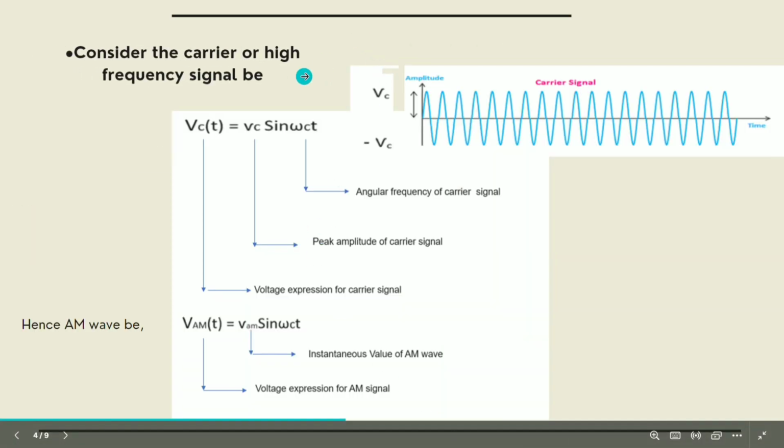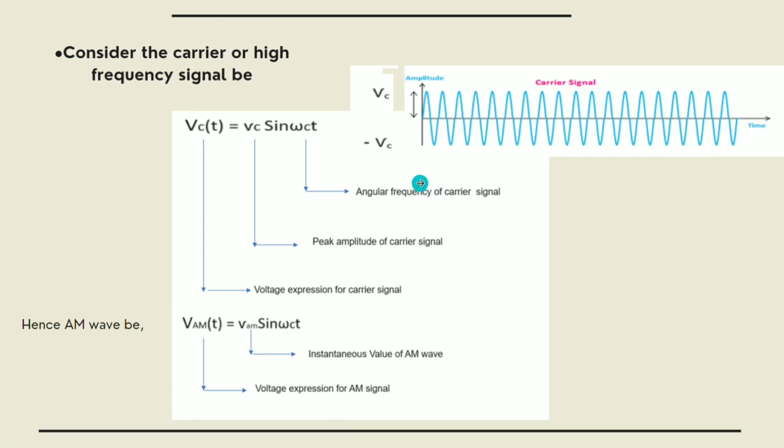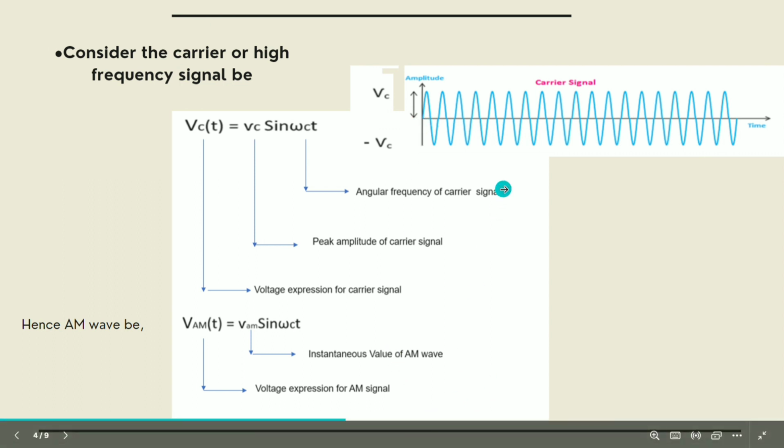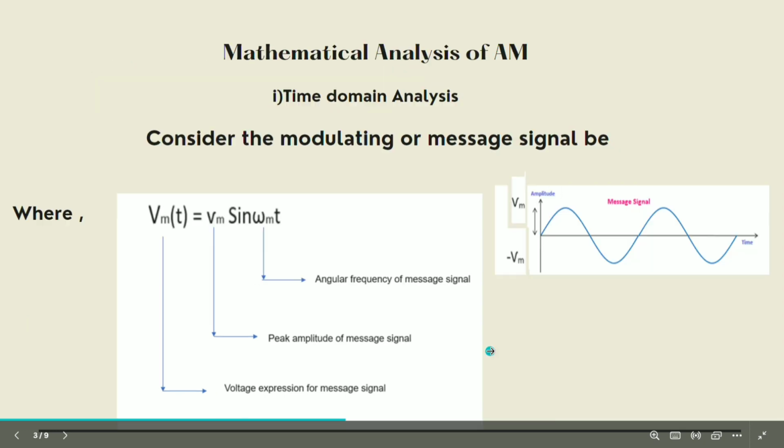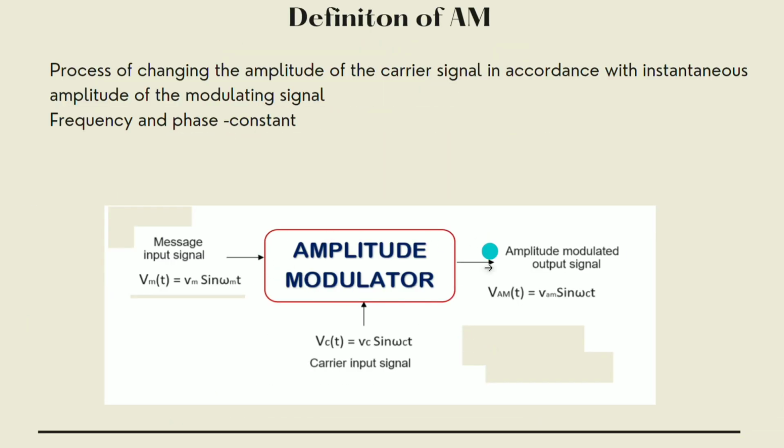Similarly, the high frequency carrier signal can be given mathematically as Vc of t is equal to small vc sine omega ct. This is the peak value of the carrier signal. The carrier signal is a high frequency signal, which should be plotted with respect to the lowest time period. Anyway, this is the sinusoidal carrier signal. In the voltage expression, this is the peak amplitude of the carrier, and this is the angular frequency of the carrier. These are the two inputs of the amplitude modulator.